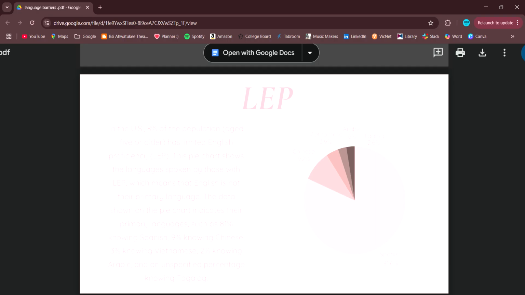This pie chart shows the languages spoken by those with LEP, which means that English is not their primary language. In fact, the data shows on the pie chart that 81.6% know Spanish, 9% know Chinese, 3% know Vietnamese, 2% know Arabic, and an unspecified percentage know Tagalog.